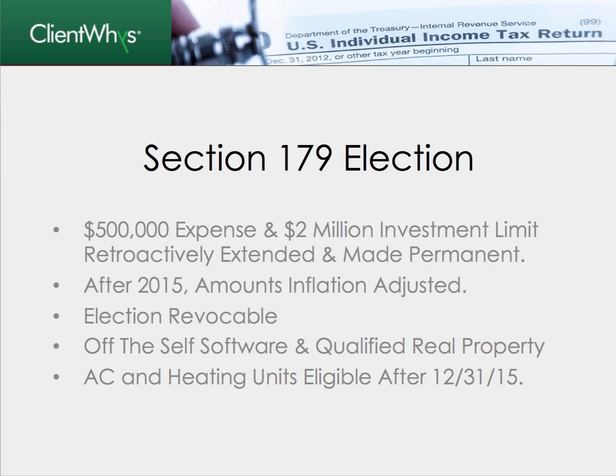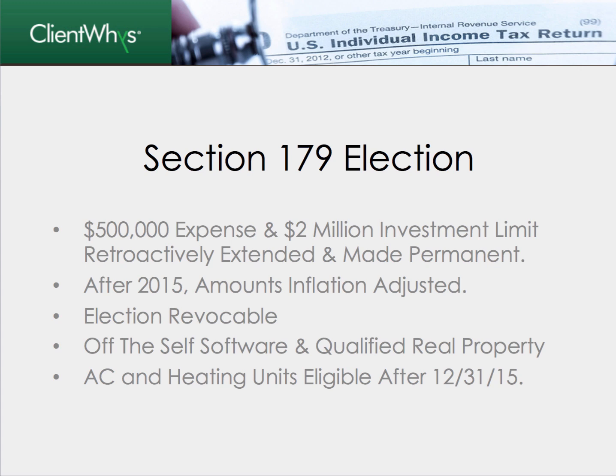Okay, so now Section 179 also applies to off-the-shelf computer software. So the ability to apply it to off-the-shelf was made retroactively permanent. So from now on, you can always apply the Section 179 to off-the-shelf software.